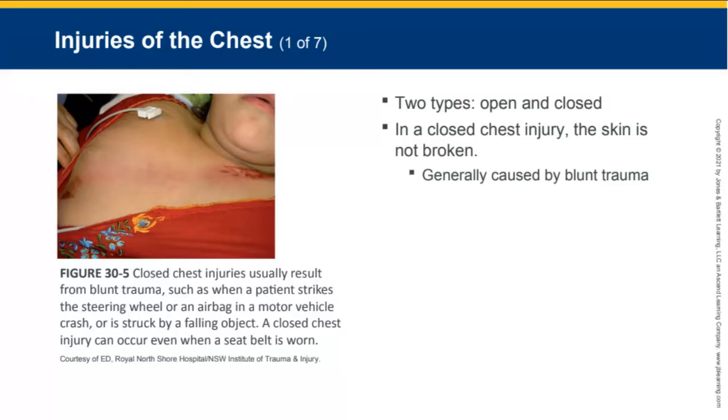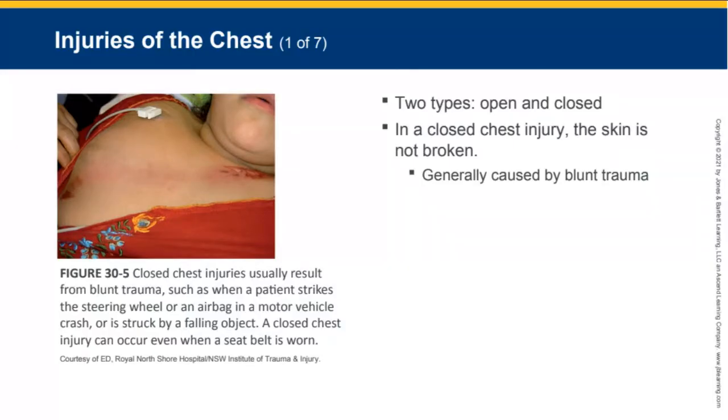Closed chest injuries usually result from blunt trauma, such as when a patient strikes the steering wheel or an airbag in a motor vehicle crash or is struck by a falling object. A closed chest injury can occur when a seat belt is worn. And this is where you think about your pre-collisions. It's not just knowing what it is, it's understanding what you need to look for.